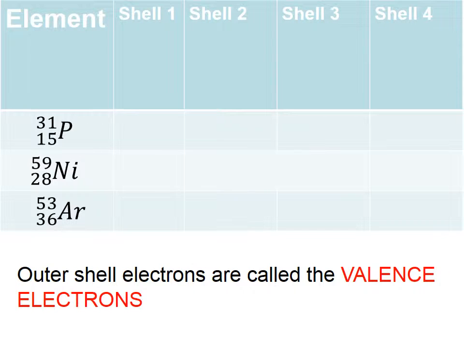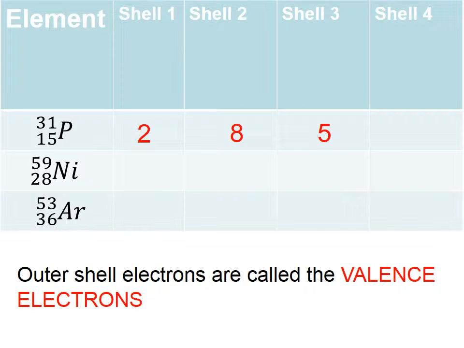To work out electronic configuration, first we look at the atomic number, which gives us the number of electrons. In the case of phosphorus, that's 15. Then we start placing electrons in the lowest energy levels until they are full. So in shell 1 we can put 2 electrons, shell 2 will take 8, shell 3 will take 5, giving us a total of 15 electrons.